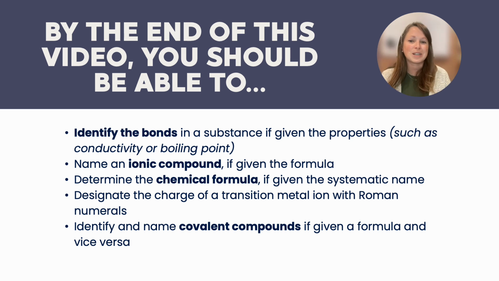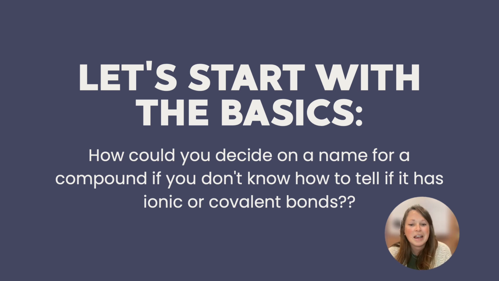By the end of this video, the goal is for you to be able to discern between ionic and covalent compounds, because you need to think about that before you can name them. I want you to be able to name any ionic or covalent compound, give the formula if you're given the name, and that even includes the transition metals. So let's start with the basics. How would you even decide on the name if you don't know which type of compound it is?